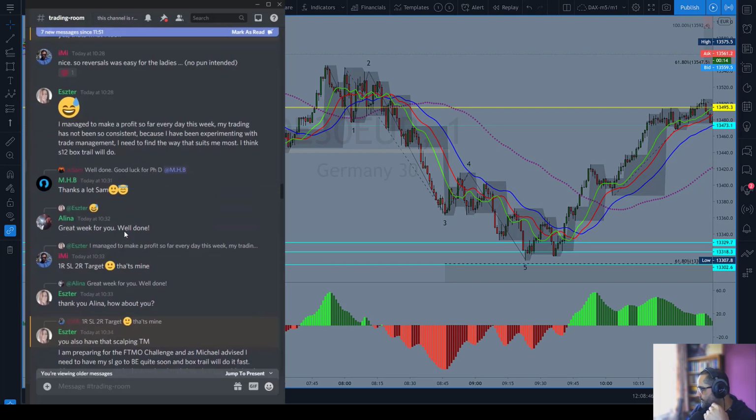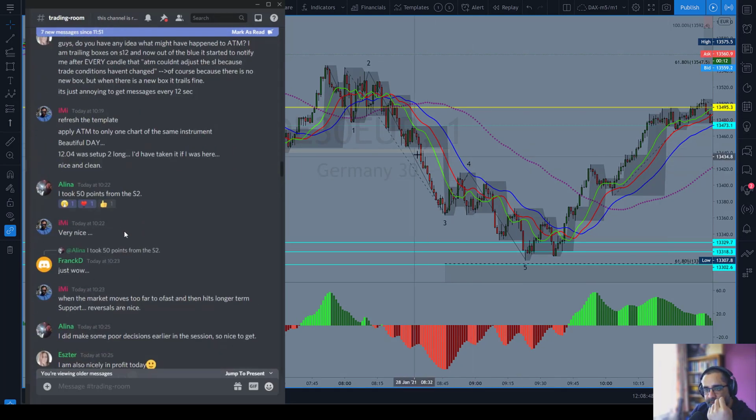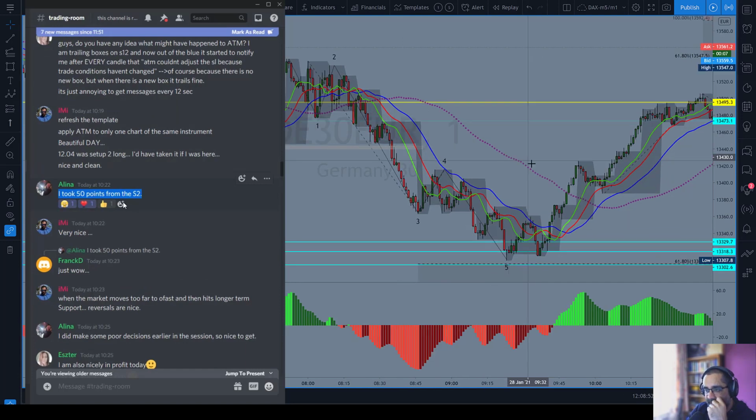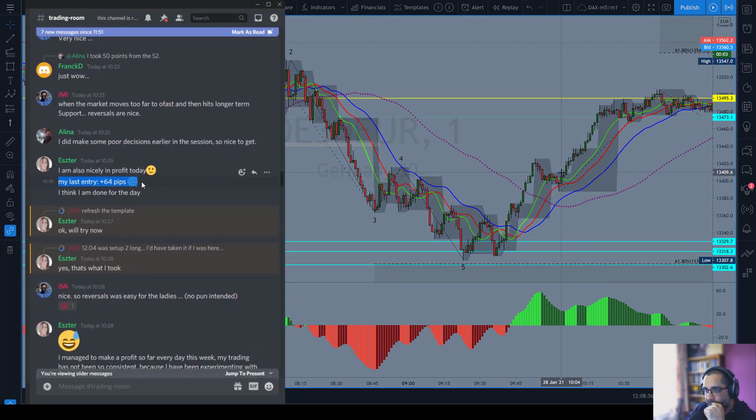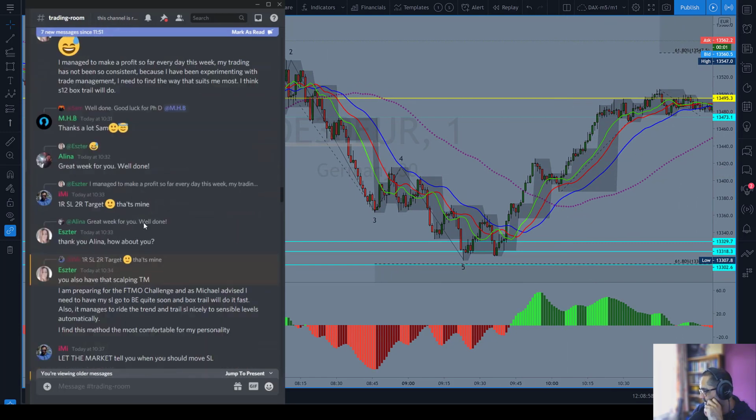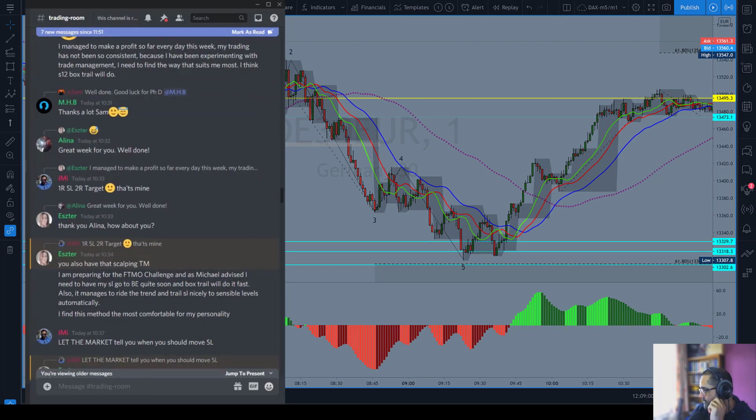She took 50 points from the setup 2. So this setup 2 over here or here, she took 50 points from this. And then they took another trade over here as well. Both Esther and Elena took fantastic trades, plus 64 pips for the day.